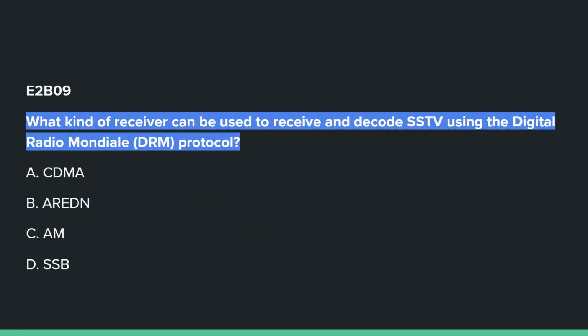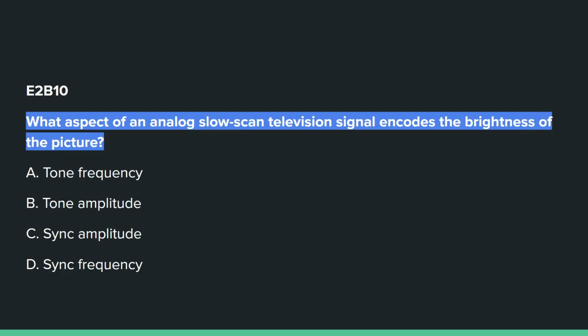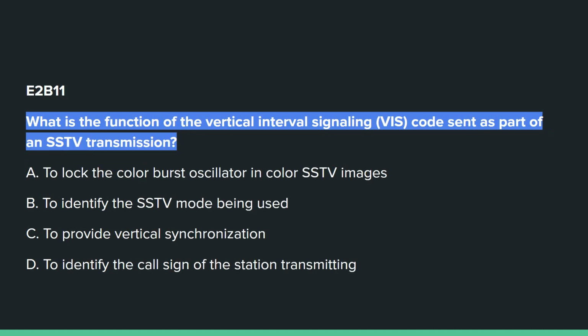E2B09, what kind of receiver can be used to receive and decode SSTV using the digital radio mondiale protocol, DRM? And that's D, SSB, single sideband. E2B10, what aspect of an analog slow scan television signal encodes the brightness of the picture? It's A, the tone frequency.